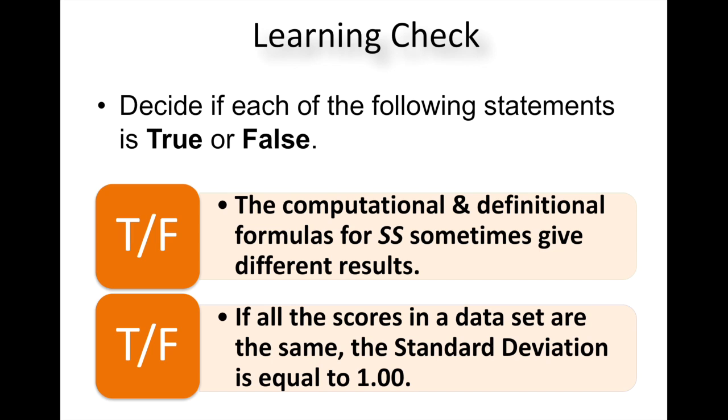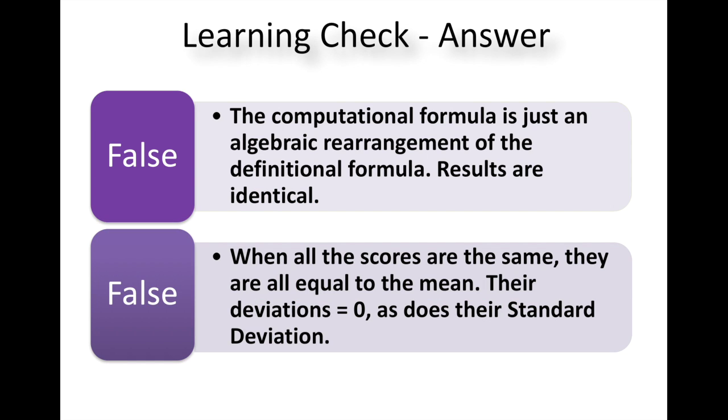Let's take a look at these two. First question, true or false: the computational and definitional formula for sum of squares sometimes gives us different results. And then, if all the scores in a data set are the same, the standard deviation is equal to 1. Okay. So they're both false, actually.